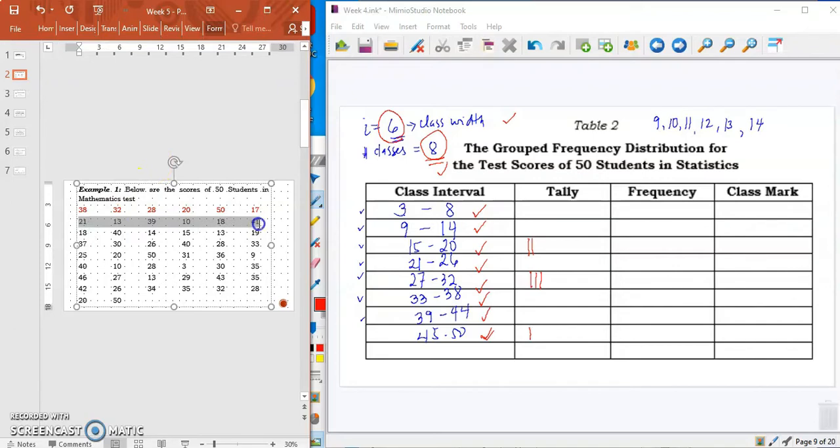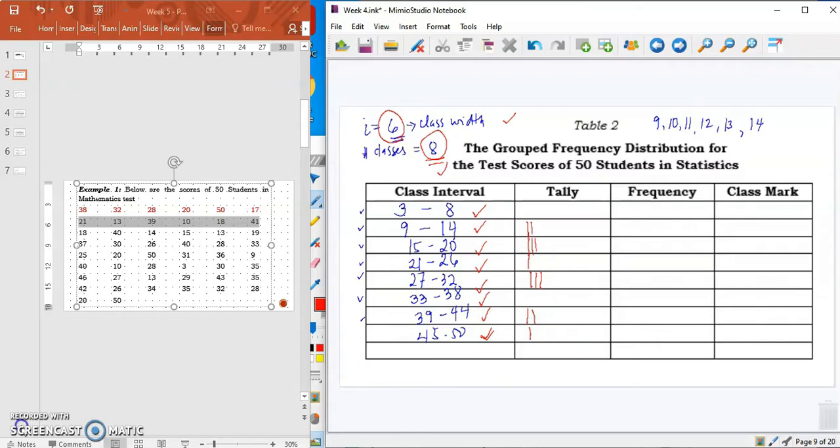This time let's tally 21. The second row, that means 21 is from 21 to 26. That is in the fourth class interval. Then we have 13, which is on the second class interval. Then we have 39 on the second to the last class interval. 10 on the second class interval. 18 on the third class interval. And 41, which is on the second to the last class interval.